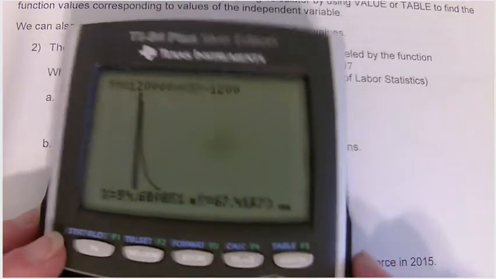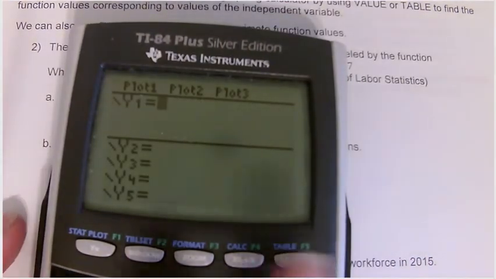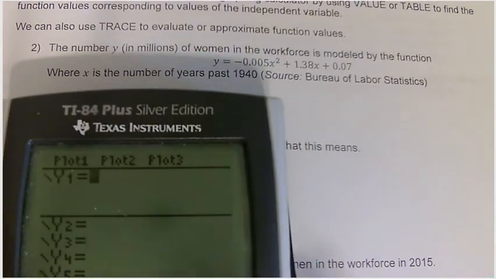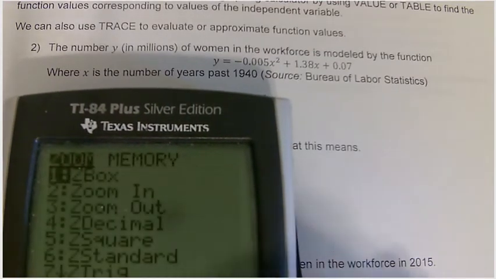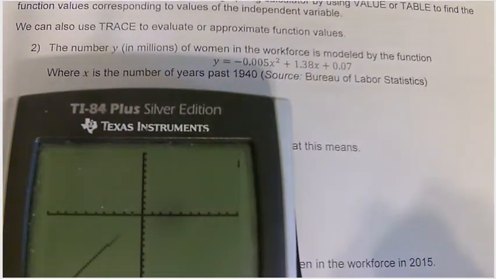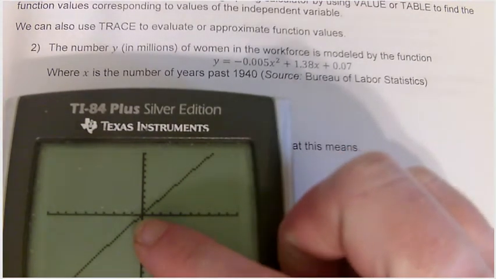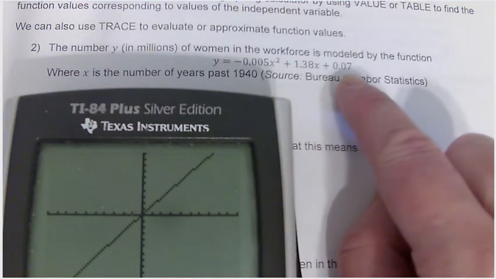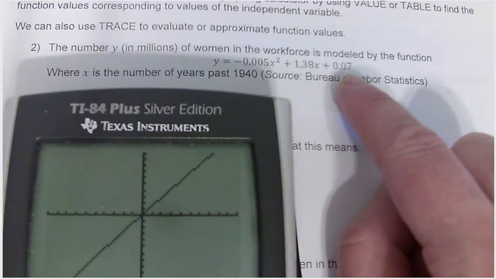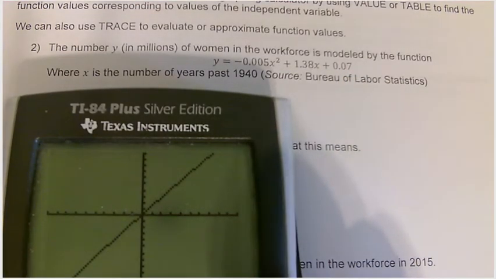And a lot of times it's going to be best to go back to a standard window first. So I'm going to press zoom and standard just first. That's always a good place to start. And notice that I do see where it's crossing the x-axis here, because when x is 0, y is 0.07, so that's really, really small. But I'm going to change my window.